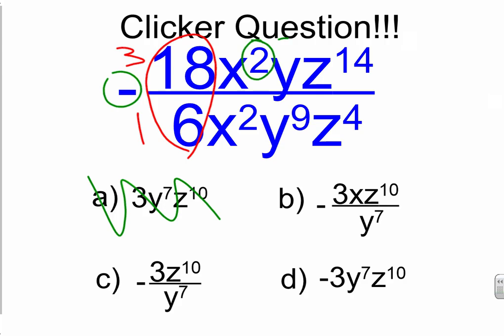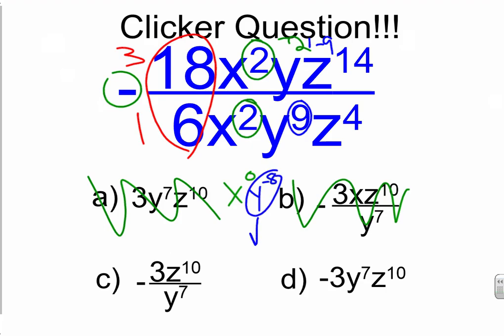2 minus 2 is x to the 0 power. So I want an answer that doesn't have an x. So I can get rid of b. I then do y to the first power minus 9, which should give me y to the negative 8. So I should have a y on the bottom.